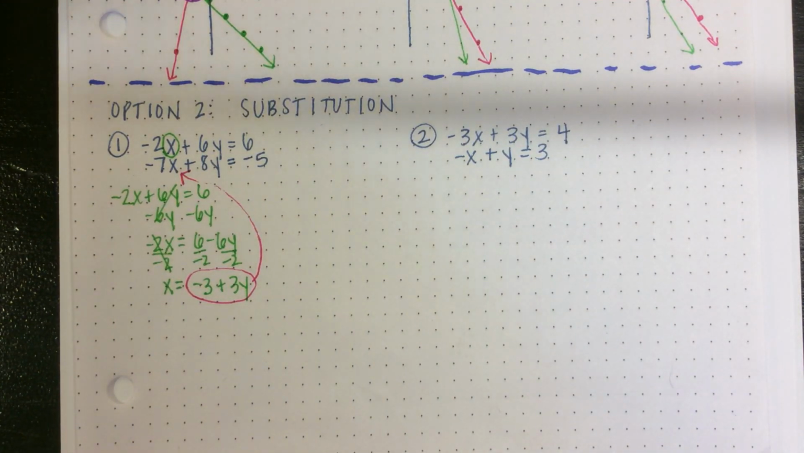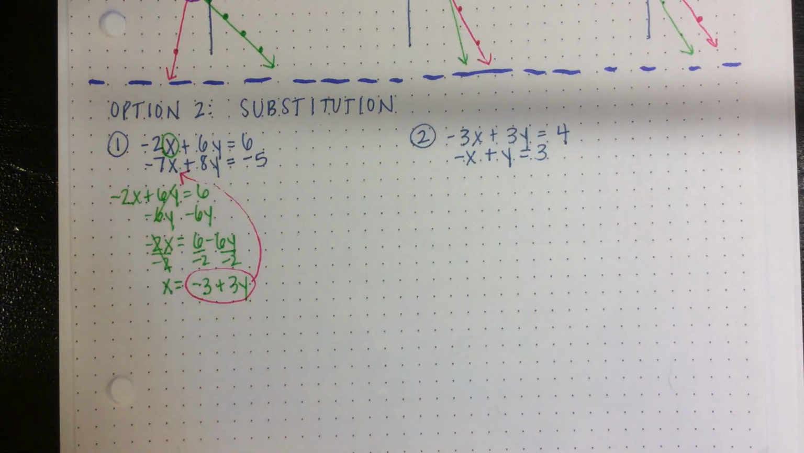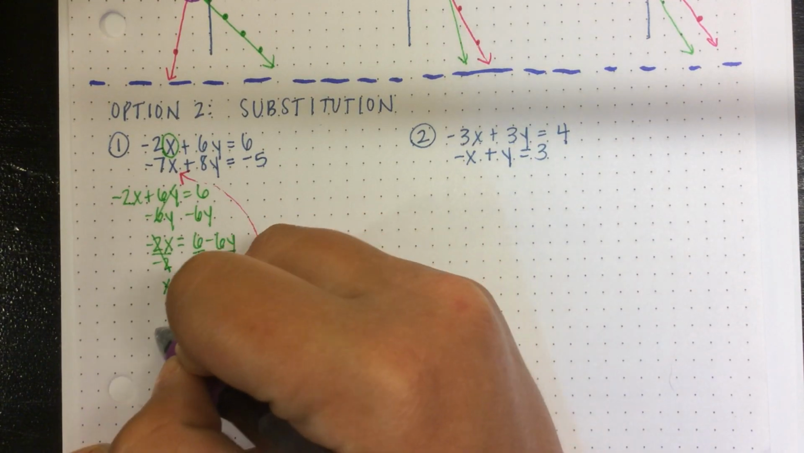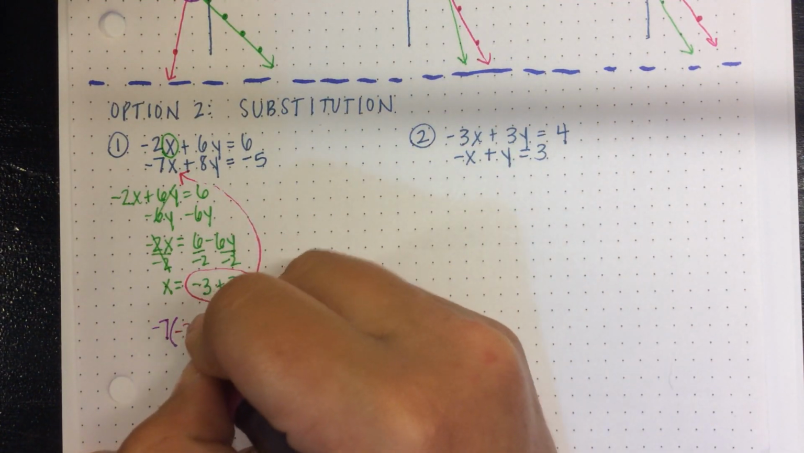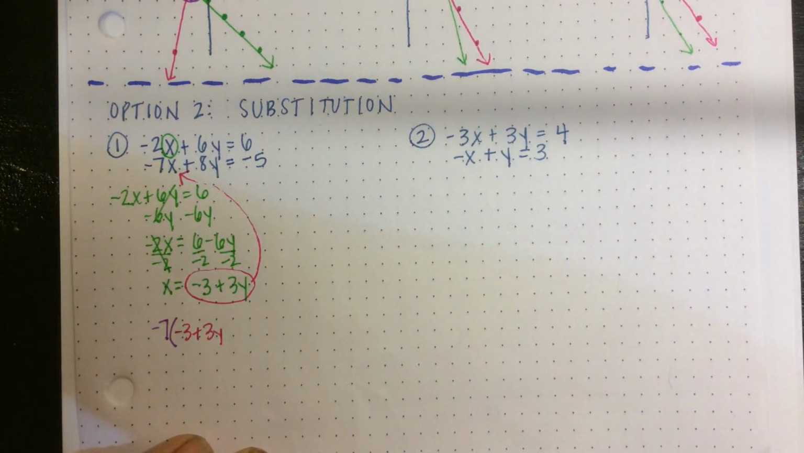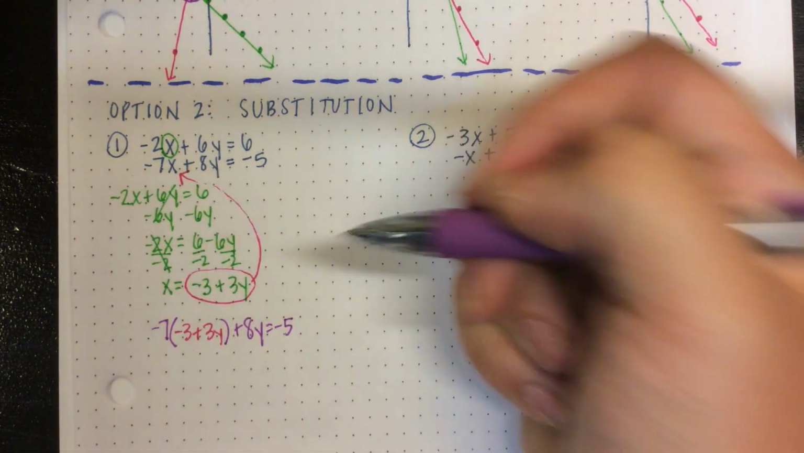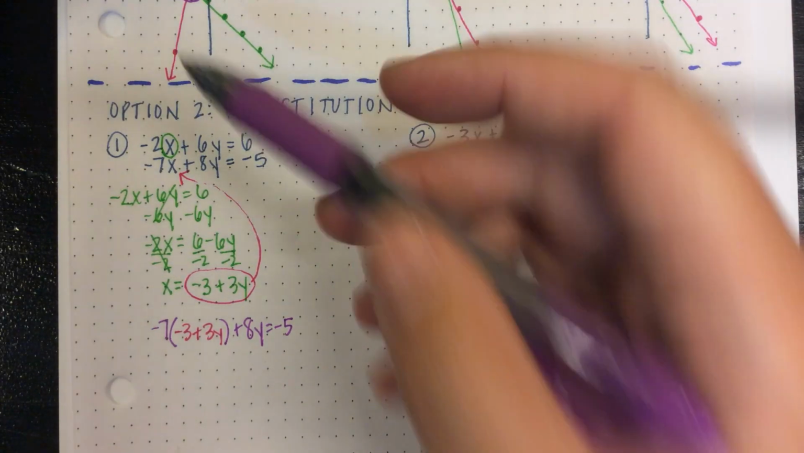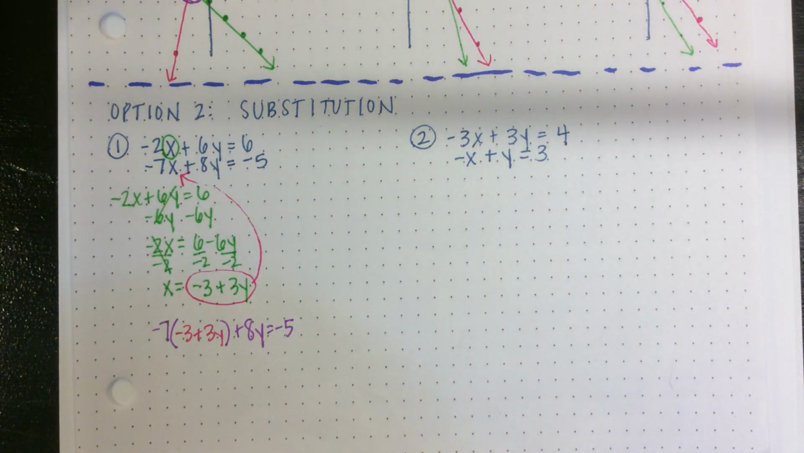Okay, because remember, my solution, x equals, is going to be the same in both equations, because that's what I'm looking for. I'm looking for what makes x the same in both equations. All right, so for this one, I'm going to say -7 times, and instead of x, I'm going to plug in -3 plus 3y. And then I got plus 8y equals -5. And again, we can do this because x has to be the same in both equations, and so does y. But now I have an equation that only has a y in it, which means that I can solve for y and get down to y equals a number.